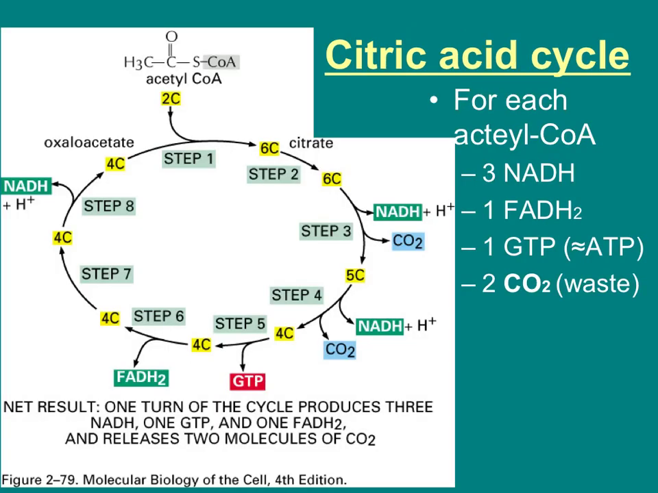All right, you've made it past step 1. Okay, that was step 1. Now we're going to move to step 2. Step 2 is the citric acid cycle, also known as the Krebs cycle and TCA cycle. TCA stands for? Tricarboxylic acid. All right.